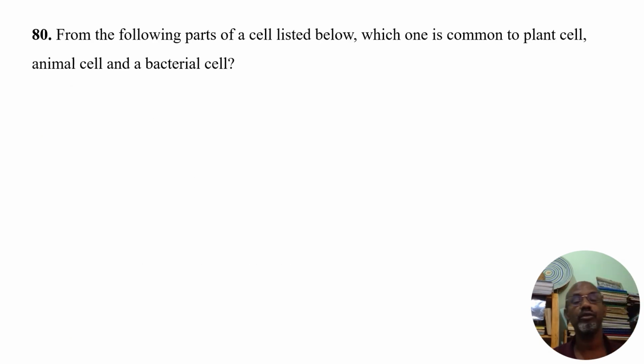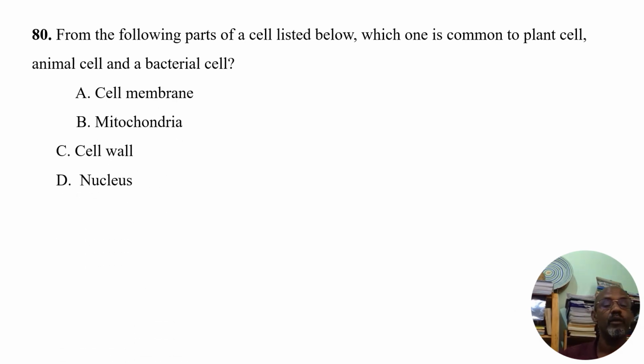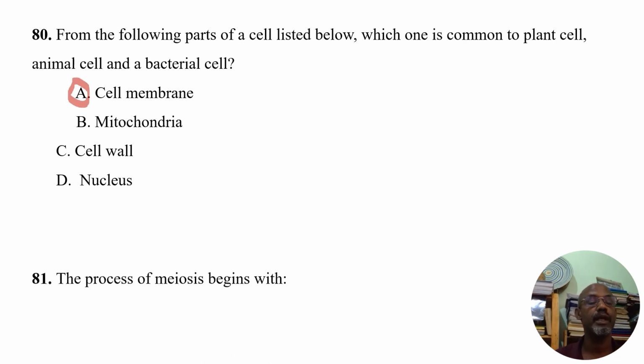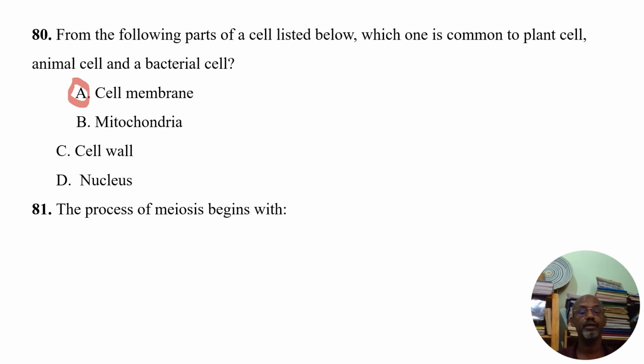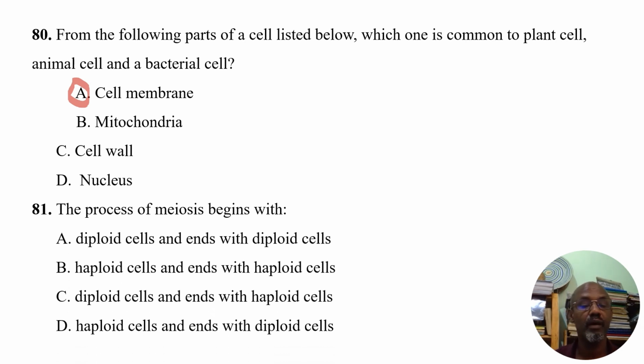80. From the following parts of a cell listed below, which one is common to plant, animal, and bacterial cells? Cell membrane, mitochondria, cell wall, nucleus. Of course, it is the cell membrane. Every cell will have a cell membrane. And question number 81. The process of meiosis begins with diploid cell, ends with diploid cell. No. Haploid cell, no. Begins with diploid cell, ends with haploid cells. C is the answer.